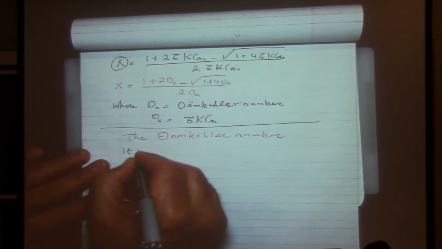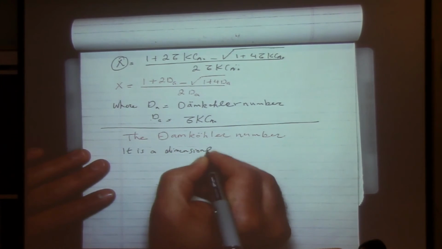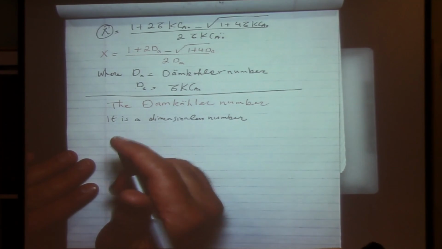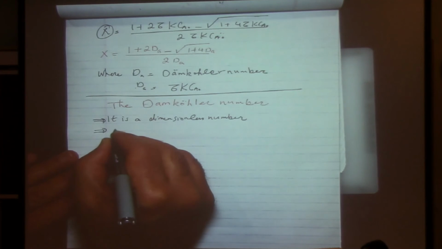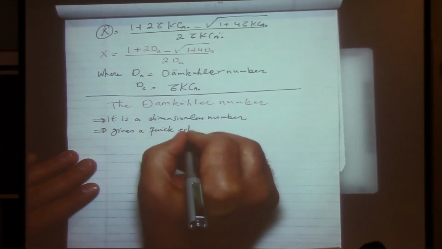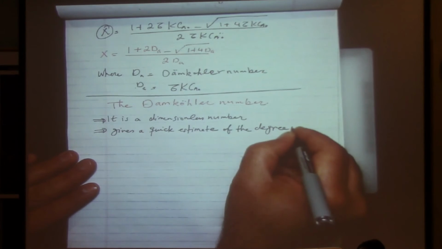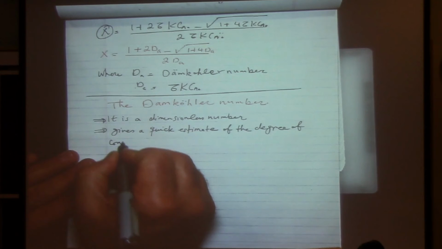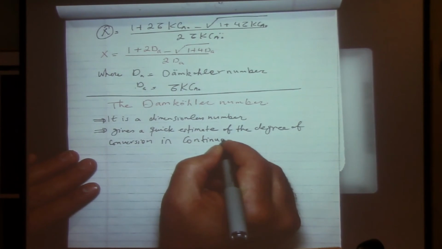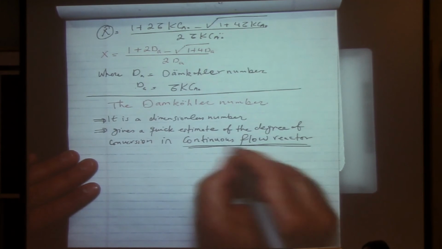So it is a dimensionless number. It gives a quick estimate of the degree of conversion in a continuous flow reactor. So this is defined for a continuous flow reactor.